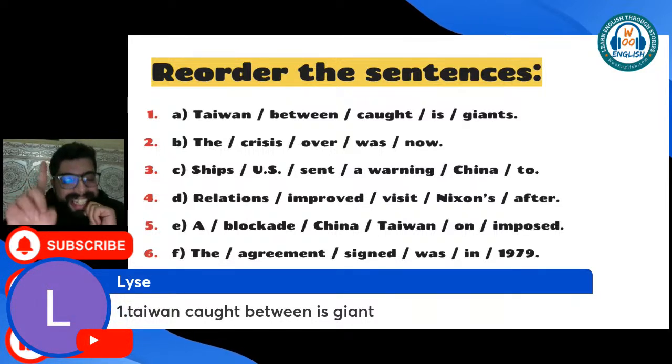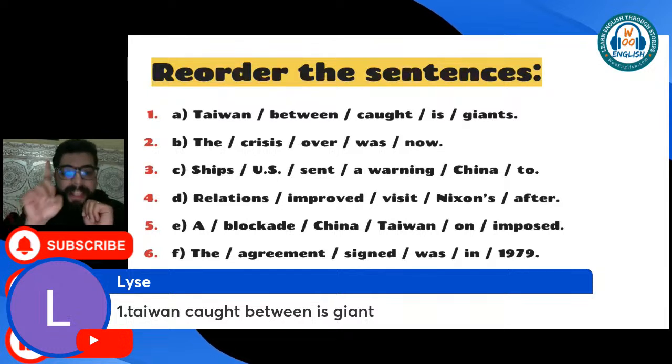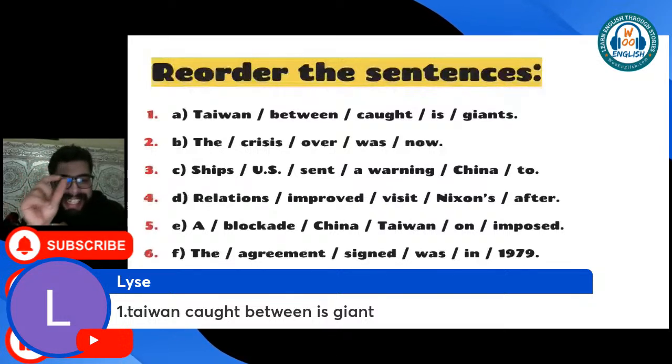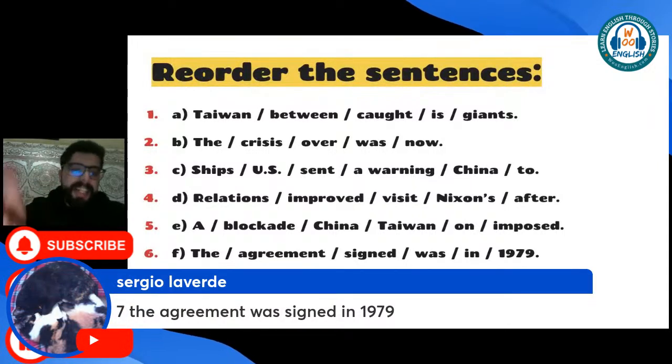Liz, can you change the placement of one word? Is. So can you put it after Taiwan so that the sentence is Taiwan is caught between giants? All right, that's the correct one. So one word, it's in the beginning. It should be in the beginning. Number 7, Sergio. This is what I want, by the way.